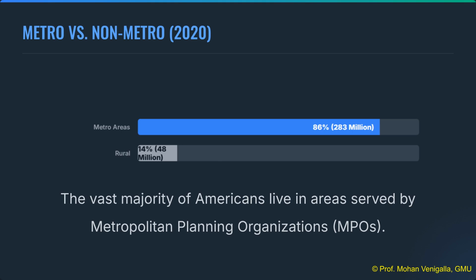Here's a key planning concept. Metropolitan planning organizations, or MPOs, are required in urban areas of 50,000 or more. Critically, the vast majority of Americans now live in these metropolitan areas, making MPOs central to national planning.